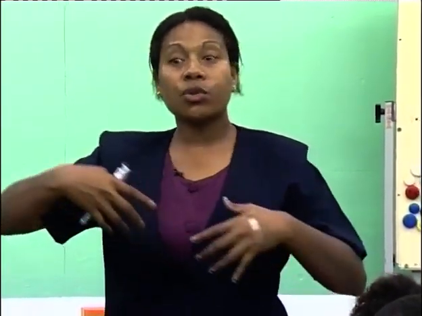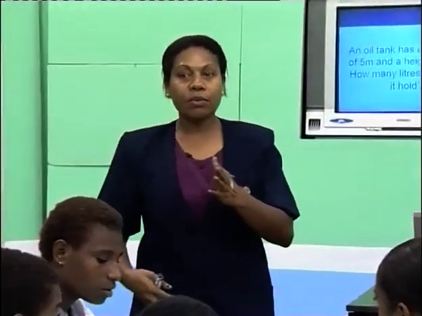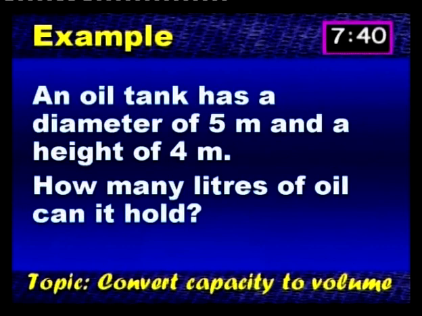But before that, firstly, what must we do? We must find the volume. Very good, 8Es and receiving students. We must find the volume first of the oil tank. And then after we find the volume, now we can change the volume measurement into capacity, right, into liters. So firstly, receiving students, let's find the volume first of the oil tank.